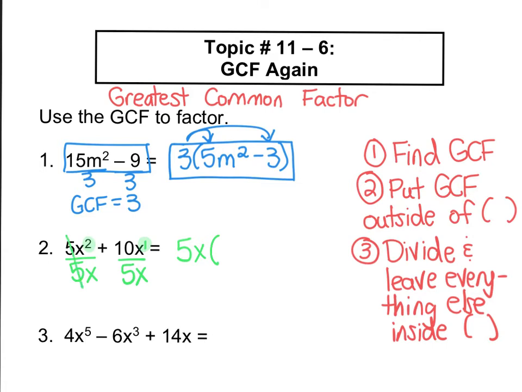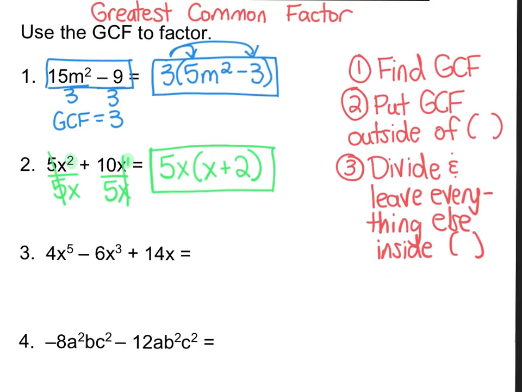So I'm going to say 5 divided by 5 is 1. X squared divided by x, the rule is subtract. 2 minus 1 leaves 1x. So let's do the second part. 10 divided by 5 leaves a positive 2. And then you can see that the x's are going to cancel out. So this would be my final answer. So again, find the GCF, put it outside the parentheses, and divide by the GCF, leaving everything else inside the parentheses.